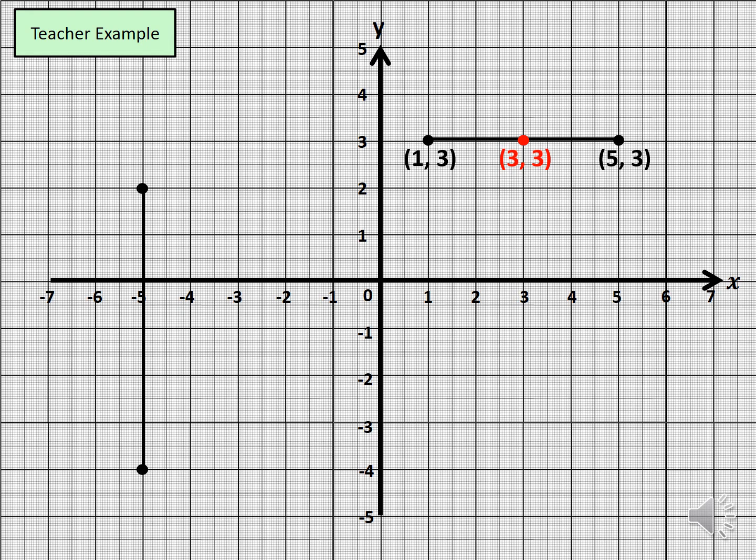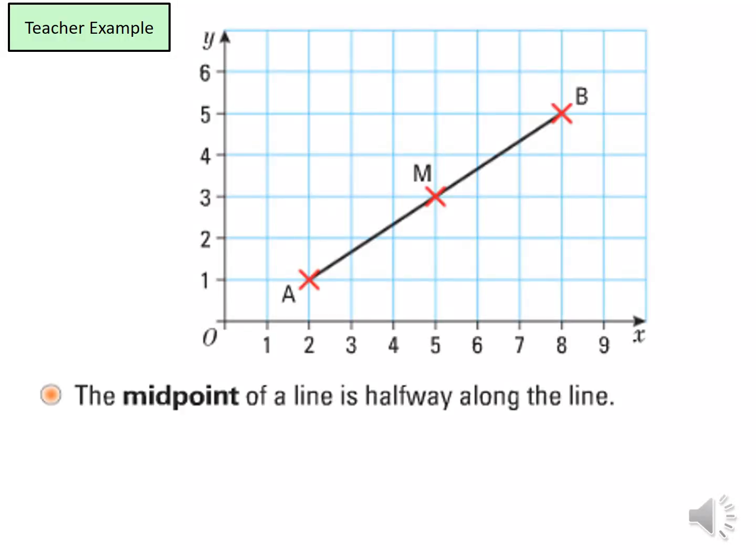Okay, let's have a look at another example where the points are (-5, 2) and (-5, -4). Halfway between this line we'll have a midpoint of (-5, -1). Okay, again, the midpoint of a line is halfway along the line.